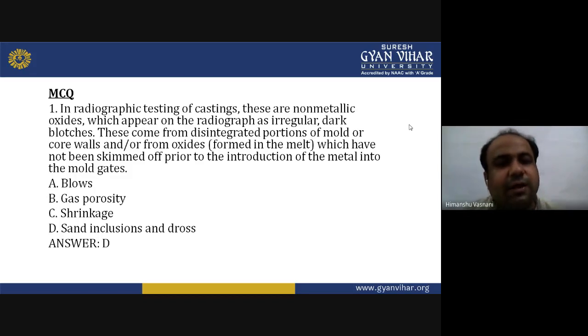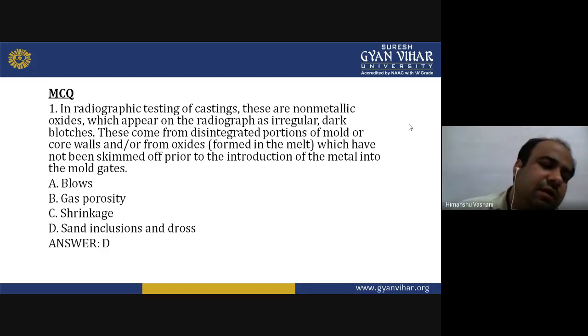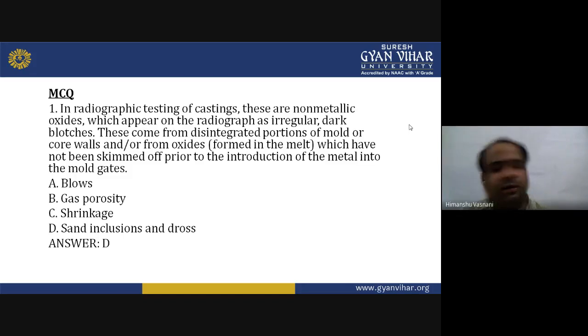So now the MCQ. In radiography testing of castings, these are non-metallic oxides which appear on the radiograph as irregular dark blotches. These come from disintegrated portions of mold or core walls, or from oxides formed in the melt which have not been skimmed off prior to the introduction of metal into the mold. What do we call this? Blows or gas porosity, shrinkage, or sand inclusion and dross. I told you when we were studying this kind of defect, it is called sand inclusion and dross.